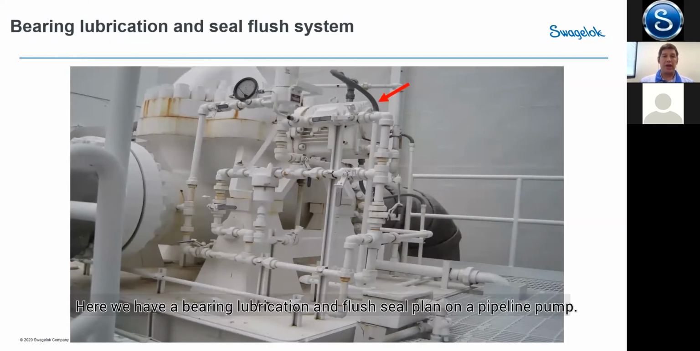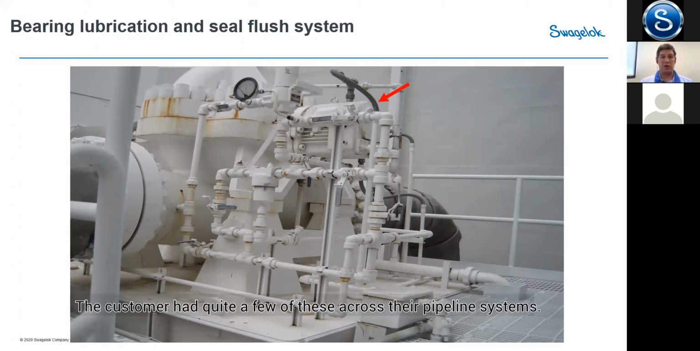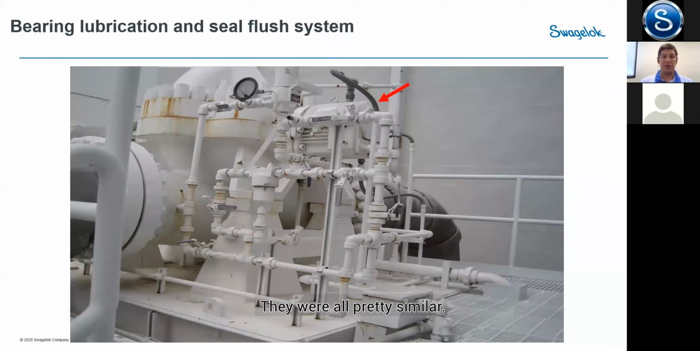So here we have a bearing lubrication and flush seal plan on a pipeline pump. The customer had quite a few of these across their pipeline systems. They were all pretty similar. In order to service the bearing housing that's shown there with the red arrow in the top right, they had to disassemble much of the system.